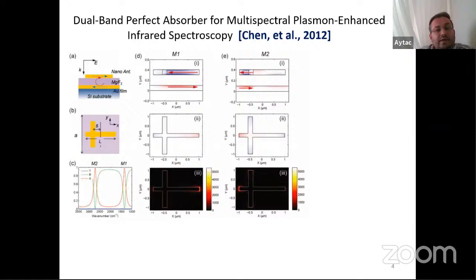This is an important study in the literature. This is a dual band perfect absorber model by Chen. We can see this nanoantenna model has 4 layers: silicon substrate, gold film, magnesium fluoride, and the nanoantenna, a gold nanoparticle at the top of the structure. They get 2 resonance frequencies in this study, and the 2 resonance absorptions are nearly unity, and the near field enhancements are greater than 5,000.